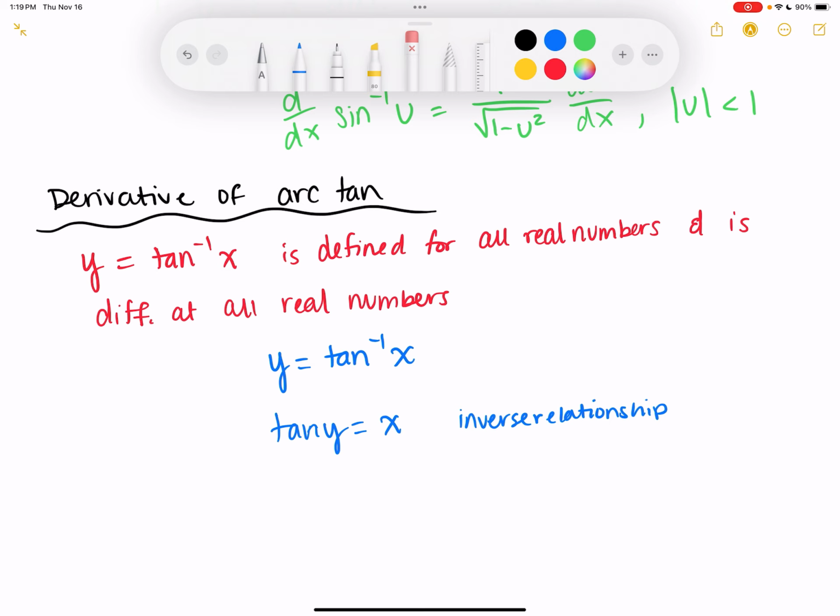Negative cosecant. No, it's secant. Secant what? Secant squared. So it'd be secant squared of y, implicit y prime. y prime is equal to 1.